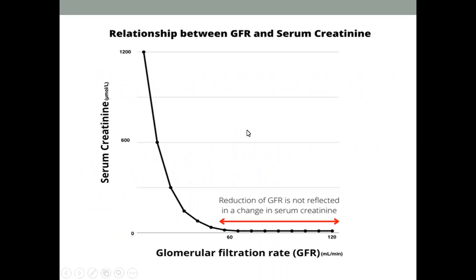Like I mentioned to you before, this is a graph of the relationship between GFR and serum creatinine. Note that the reason why GFR may not be a very suitable marker for AKI is that you can see that for a range of between 50 to 120 ml per minute, there's no change when GFR reduces from 120. Remember, we said 100 ml per minute is the normal GFR.